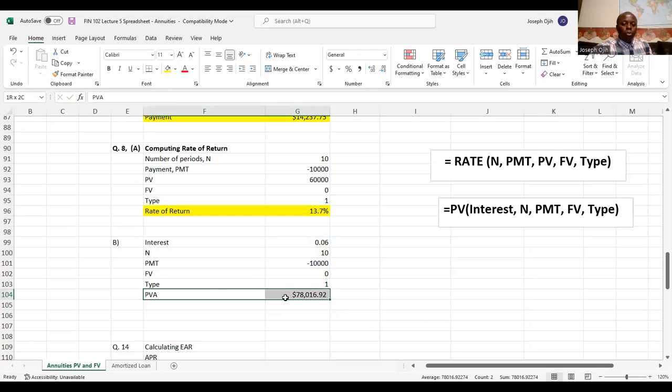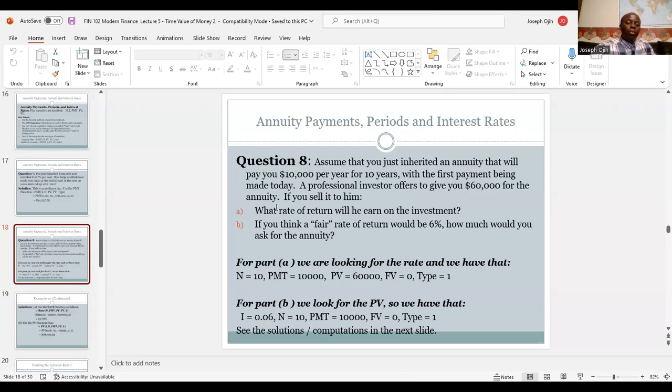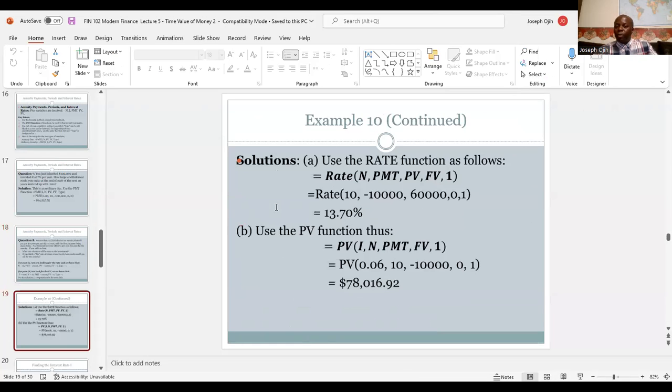So instead of when he offered you $60,000 and he'll be making 13.7%, and you believe that it is not fair on you that he should make more than 6%, in that case, how much should you request? $78,016.92. So that's how much you ask him to pay for the annuity, so that you feel that should be the fair price. I also have it here for you.